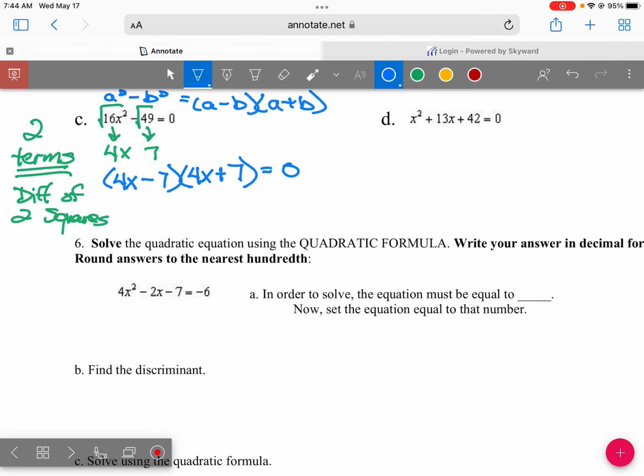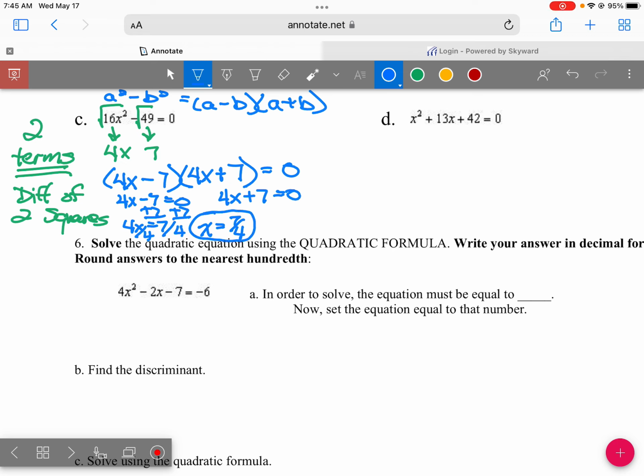Okay? So we aren't done yet, though. We need to set this equal to 0. 4x minus 7 equals 0, and 4x plus 7 equals 0. Add 7 to both sides for the first one. 4x equals 7. Divide by 4, divide by 4. X is equal to 7/4.